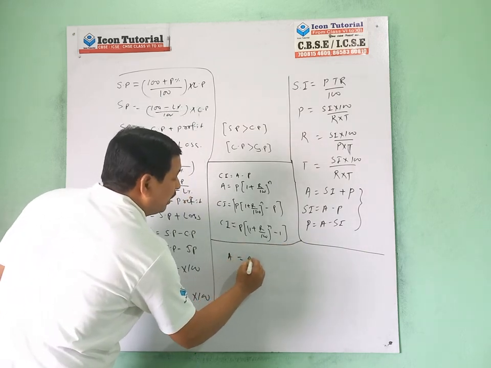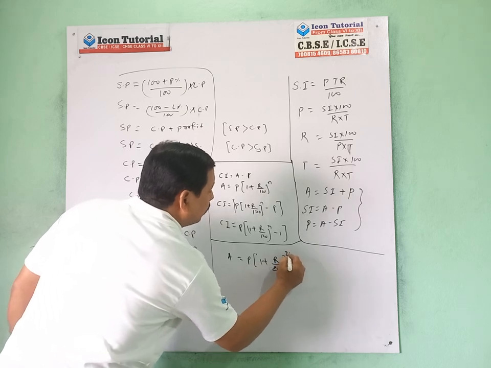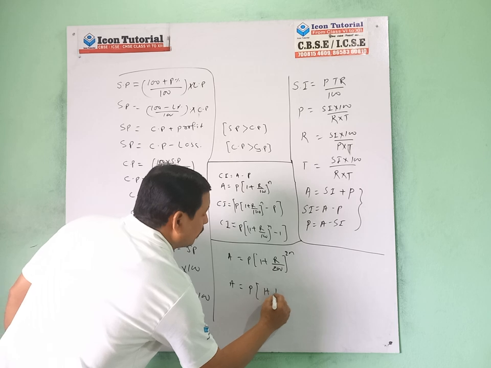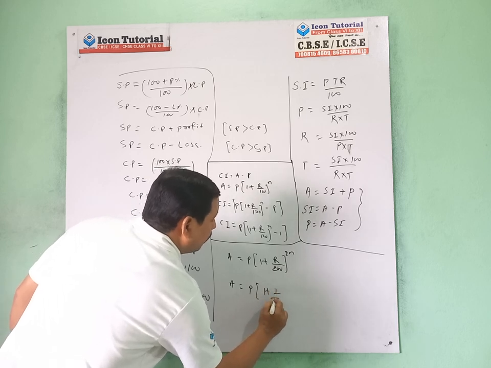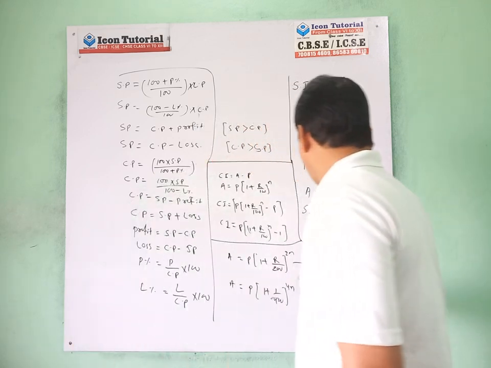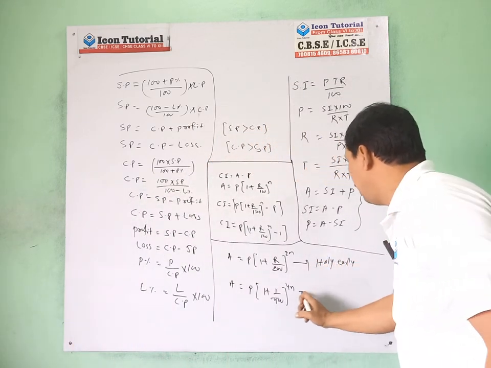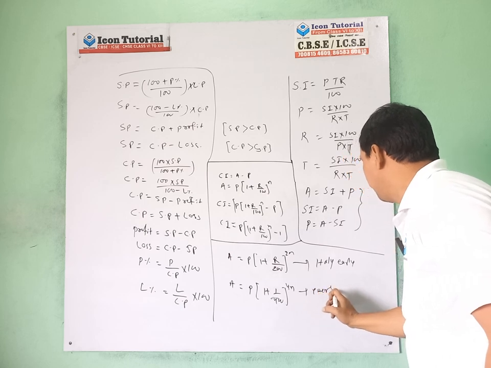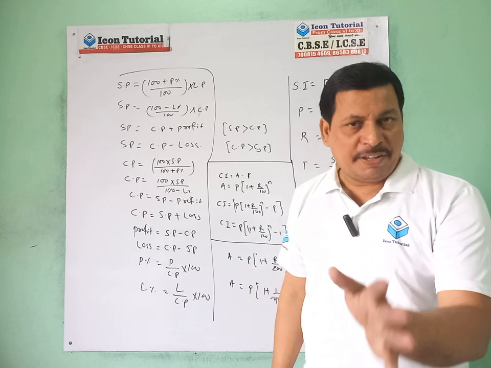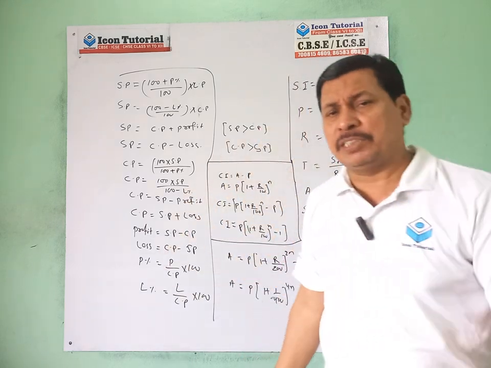Amount is equal to P into 1 plus R by 200 to the power 2n. Then amount is equal to P into 1 plus R by 400 to the power 4n. So this is your half yearly, and this is your quarterly, right? So finished. This is all about the formulas. Class 7 also, class 8 also. Both 7 and 8 can use these formulas, and remember this.